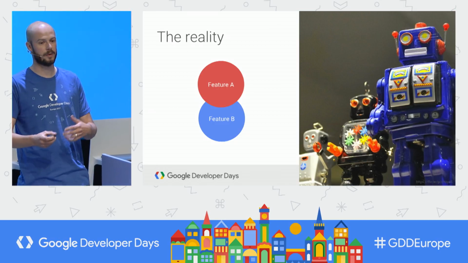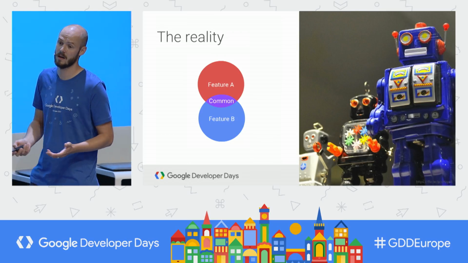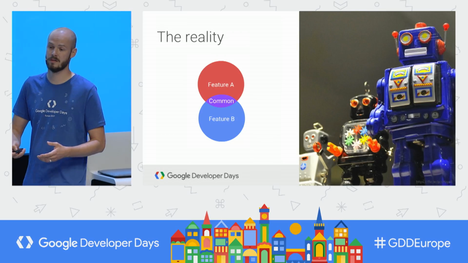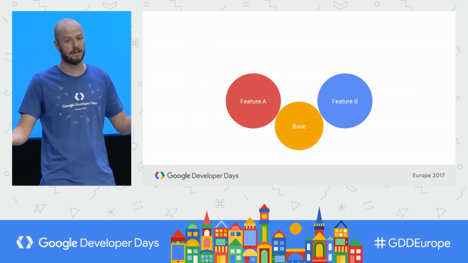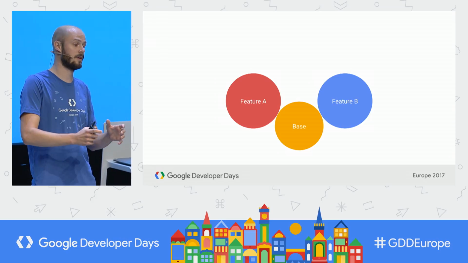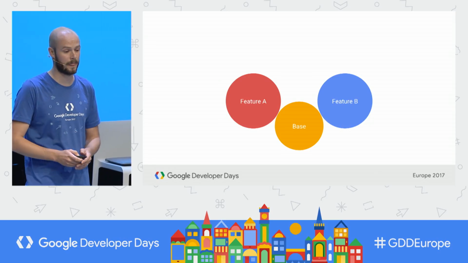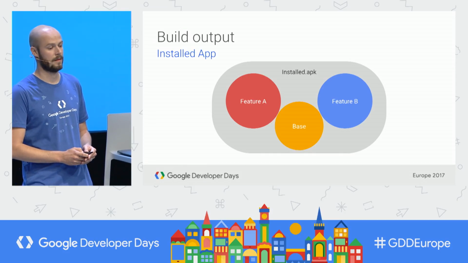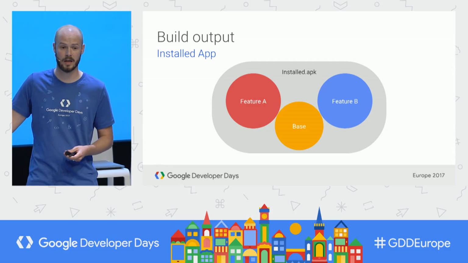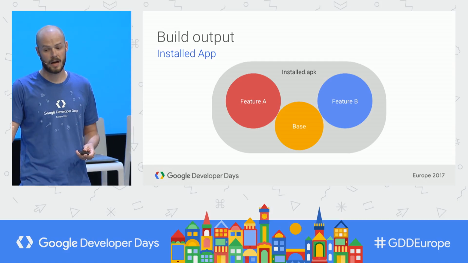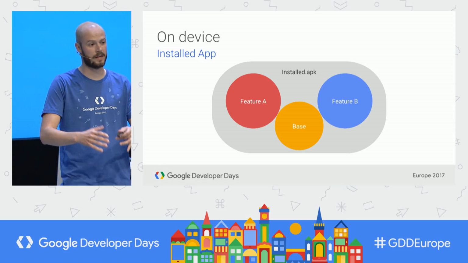Basically, your app consists of multiple features, and those features sometimes have commonalities. And you can take all those commonalities and refactor them into multiple modules. Say you've got a feature A, you've got a feature B, and those commonalities, you put them in a base feature that those other features rely on. Still, the build output for your installable app will be one APK with all those features combined, and that's the same thing that will happen on the device. So you have this one APK that gets installed on the device.